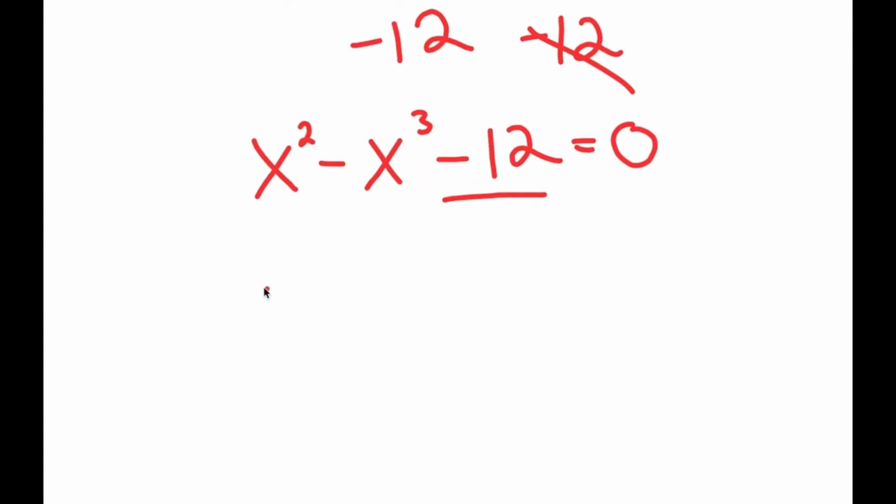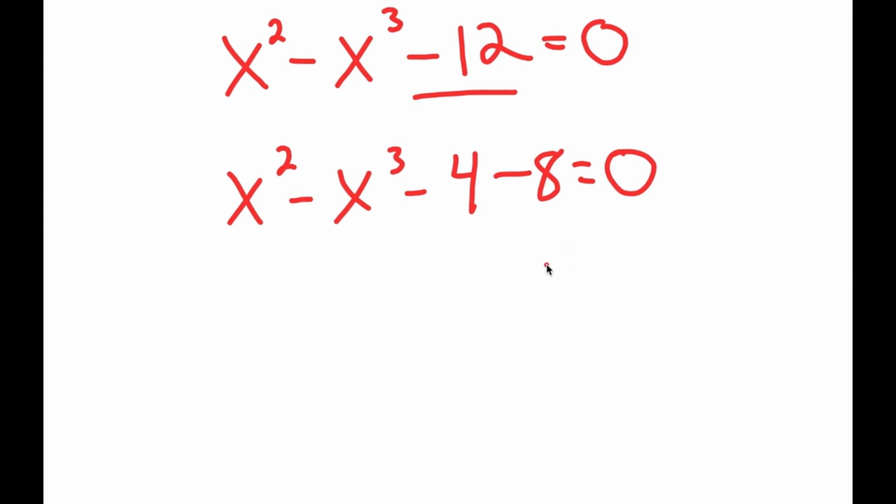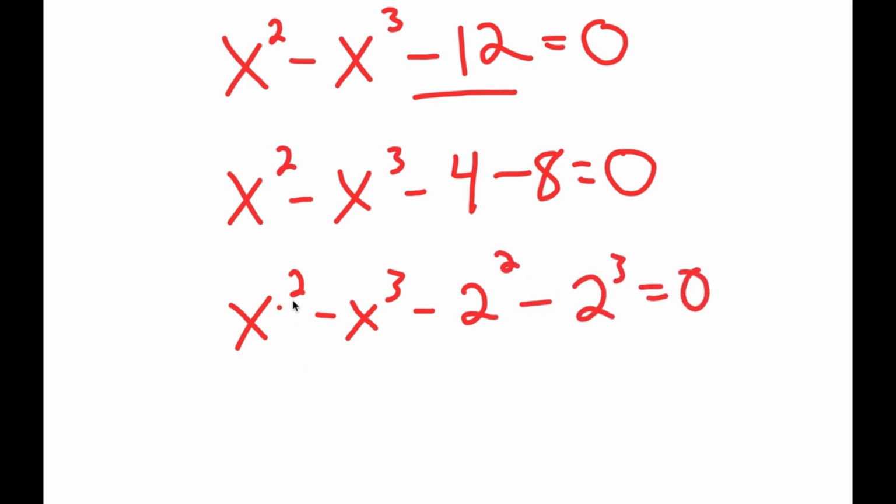Now negative 12, I can rewrite that as negative 4 minus 8. And the reason I did this was because 4 I can rewrite as 2 squared, and 8 I can rewrite as 2 to the power of 3. And notice how this is in the form something squared minus something to the power of 3. So I have 2 squared minus 2 to the power of 3.